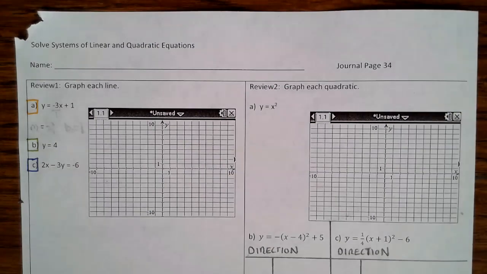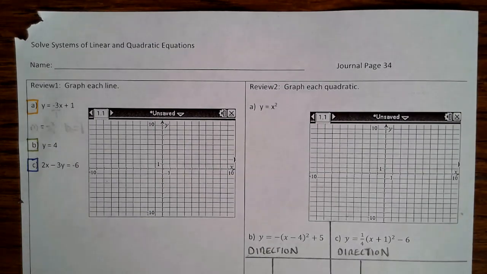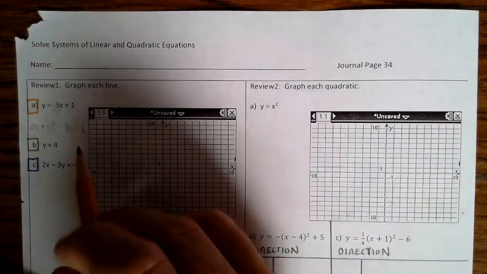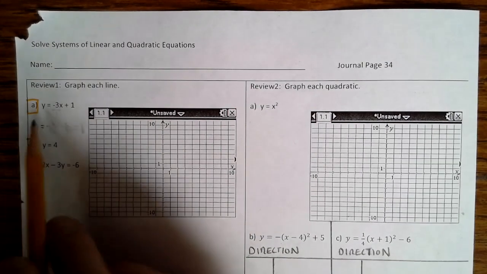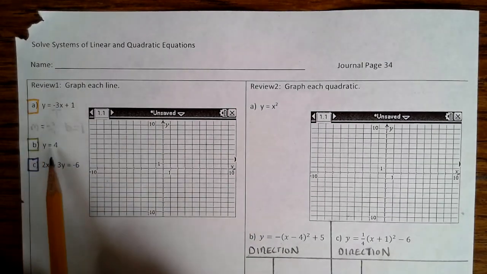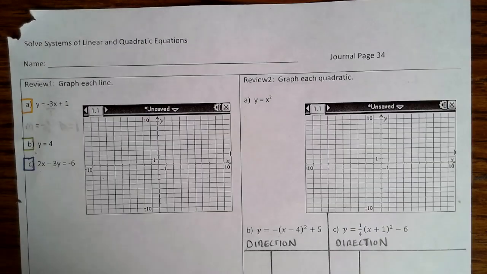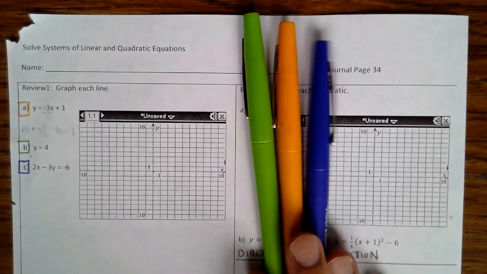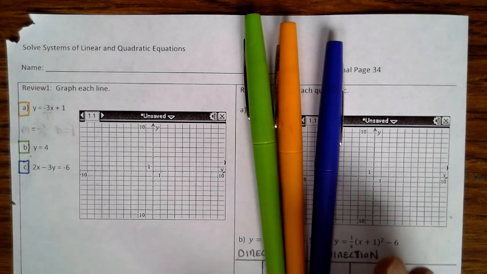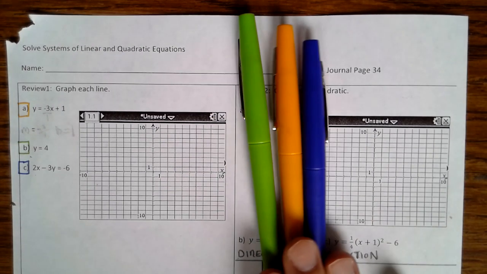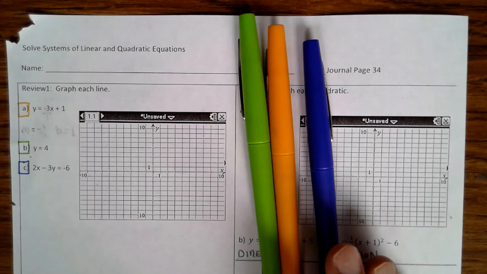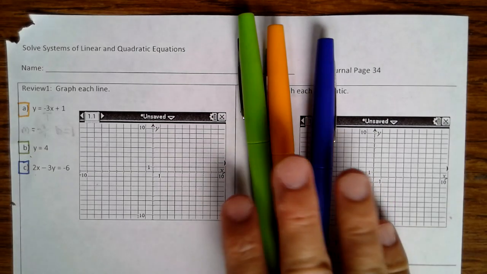Okay, now we're going to start with some review questions and then we'll go into examples. So first we're going to graph each line. Let's let A be yellow, B be green, and C be blue. I'm using 3 color markers here for the lines. They don't have to be these kind of markers, but they can be crayons, color pencils, something like that. But I would recommend using these 3 colors.